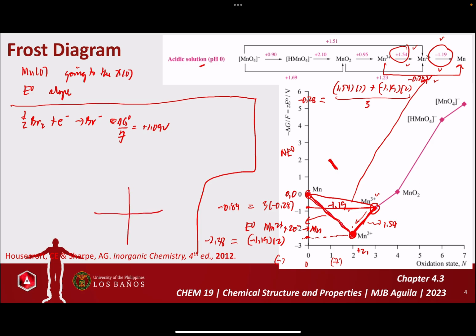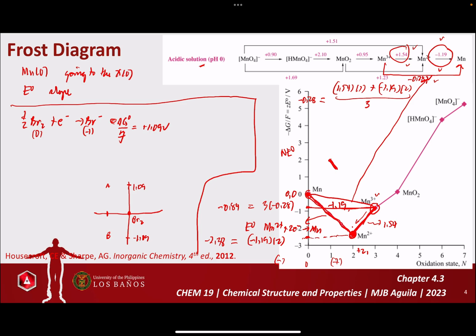So if we have this Frost diagram, this is the 0, 0 mark, so that's where Br2 would be. Negative 1, so this is bromine. Now let's just say this is 1.09, this is negative 1.09. So which position should I place the dot representing Br minus, A or B?